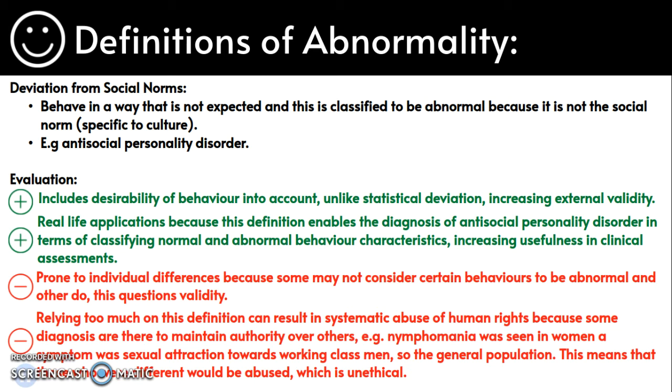Another weakness is that relying too much on this definition can result in systematic abuse of human rights because some diagnoses are there to maintain authority over others. For example, nymphomania was seen in women, and a symptom is that they had a sexual attraction towards working class men, so it's basically the general population. This means that anyone who was different from this would be abused, which is obviously unethical.